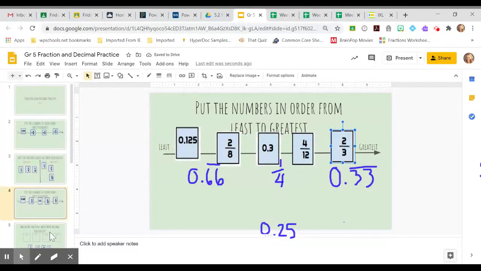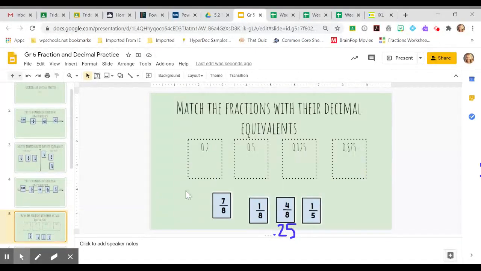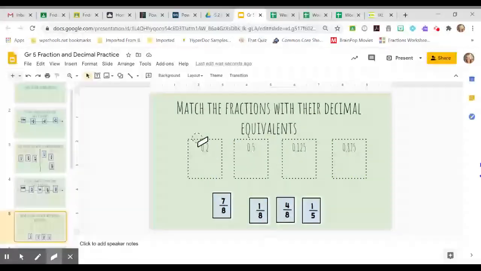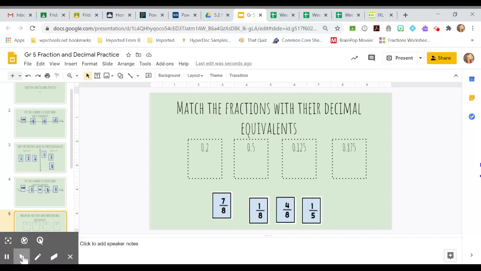All right. Slide 5. All you're doing here is putting these fractions with their matches. So we have 2/10, 5/10, 125 thousandths, and 875 thousandths. So which one of those is equivalent to 5/10, or which one is a half? Which one of those is a half, Brady? 4/8 is a half, okay?